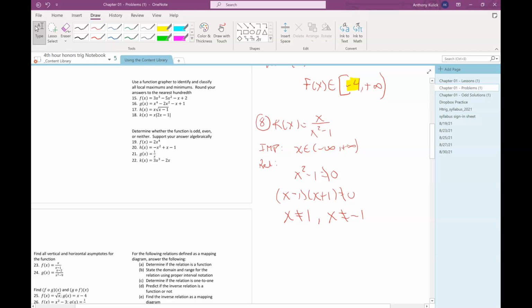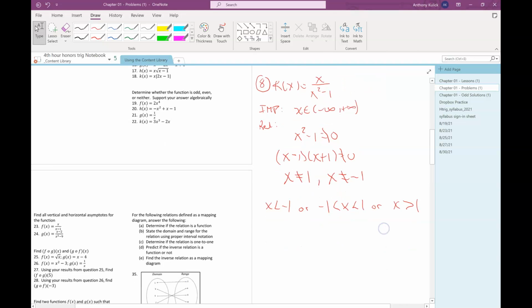So x cannot equal -1, and x cannot equal +1. So I can have x's that are less than -1, I can have x's in between -1 and +1, or I could have x's that are bigger than 1. Right? That'll cover all the x's that aren't equal to -1 or +1.